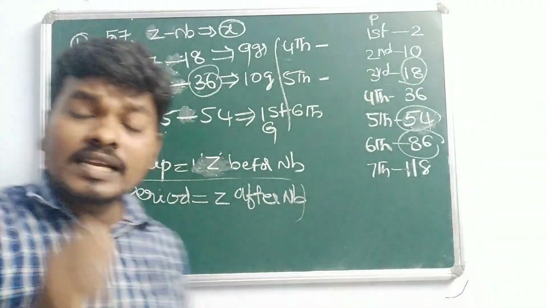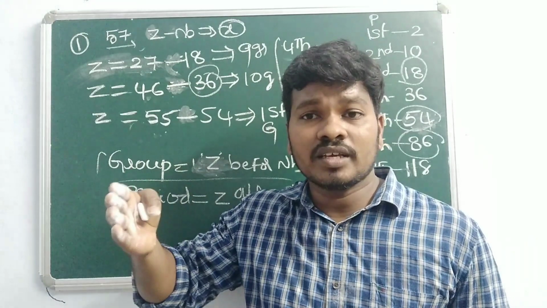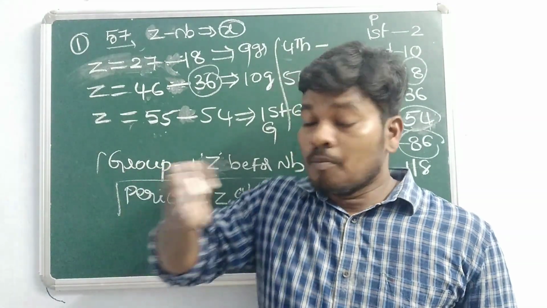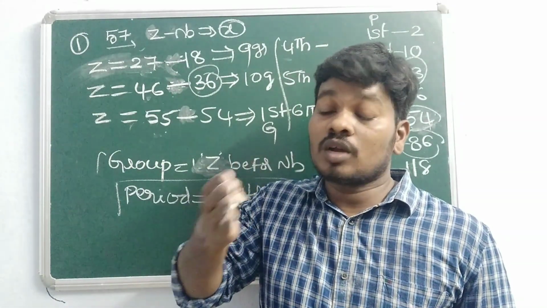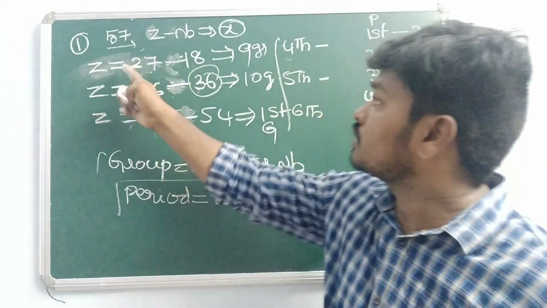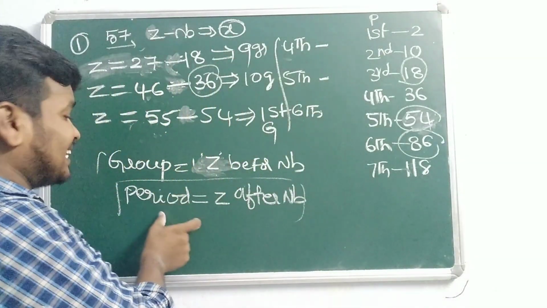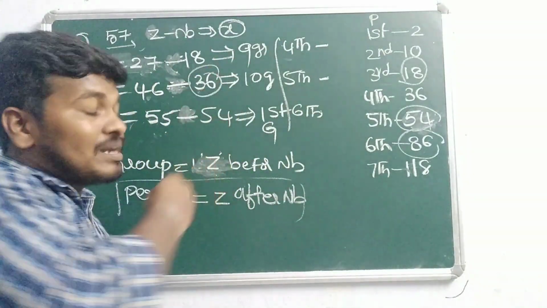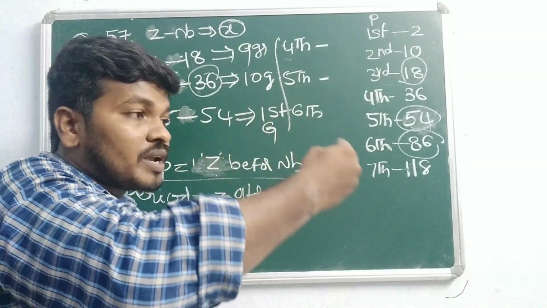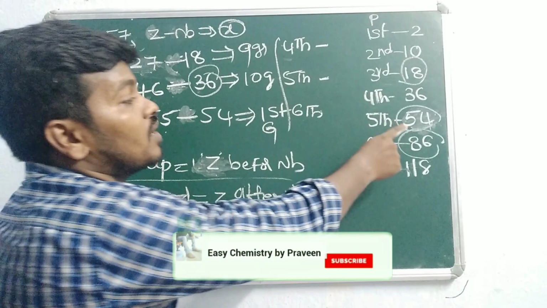Remember, while calculating the group number, whatever atomic number they have given, take the noble gas atomic number before it, subtract it, and you will get a value that is the group number. But while calculating the period, take the noble gas atomic number that comes after the given atomic number, and that belongs to the period.